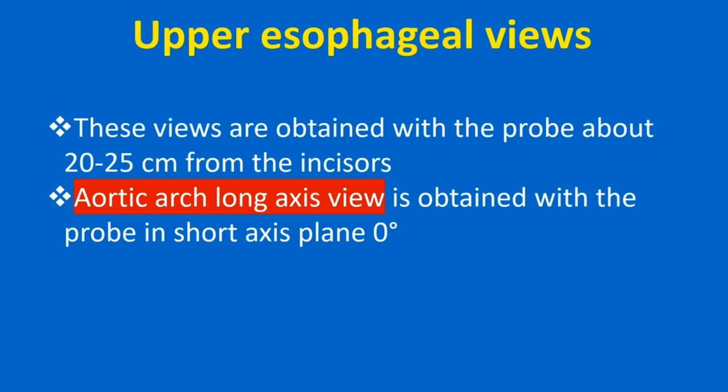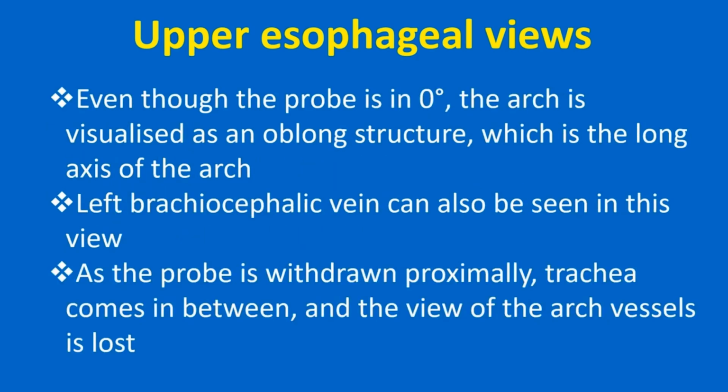Aortic arch long axis view is obtained with the probe in short axis plane, 0 degrees. Even though the probe is at 0 degrees, the arch is visualized as an oblong structure, which is the long axis of the arch. Left brachiocephalic vein can also be seen in this view. As the probe is withdrawn proximally, the trachea comes in between and the view of the arch vessels is lost.